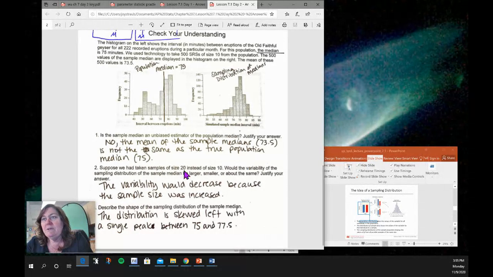Okay, suppose you had taken 20 instead of 10 as your size for your samples. It's the same as everything. Variability is going to decrease because that sample size is increasing, just like it would for the means and the proportions. And then the last question, hopefully, that's about taking us all the way back to chapter 1, I believe it is, with socks, but just the shape here, it is skewed left, as we can see it's skewing left, with a single peak between 75 and 77.5. You could have said unimodal if you wish.